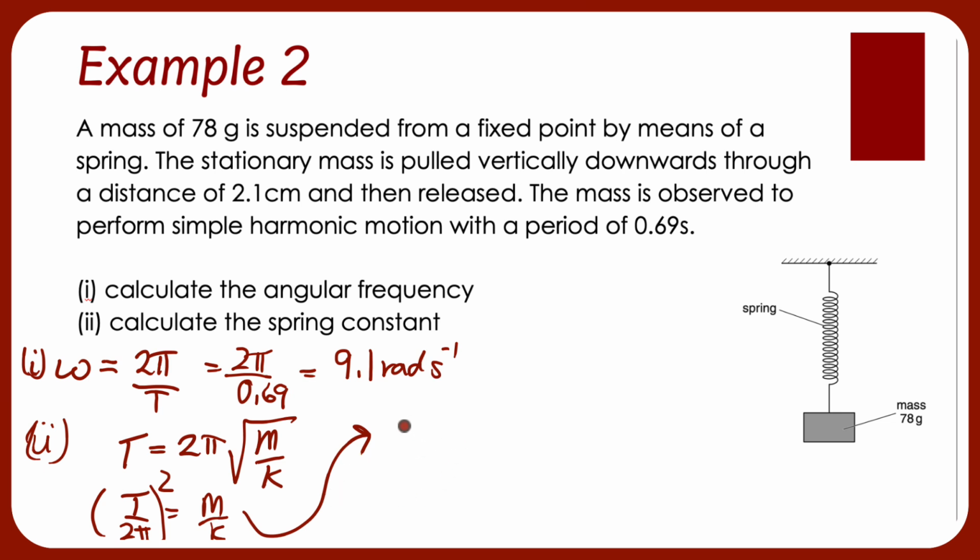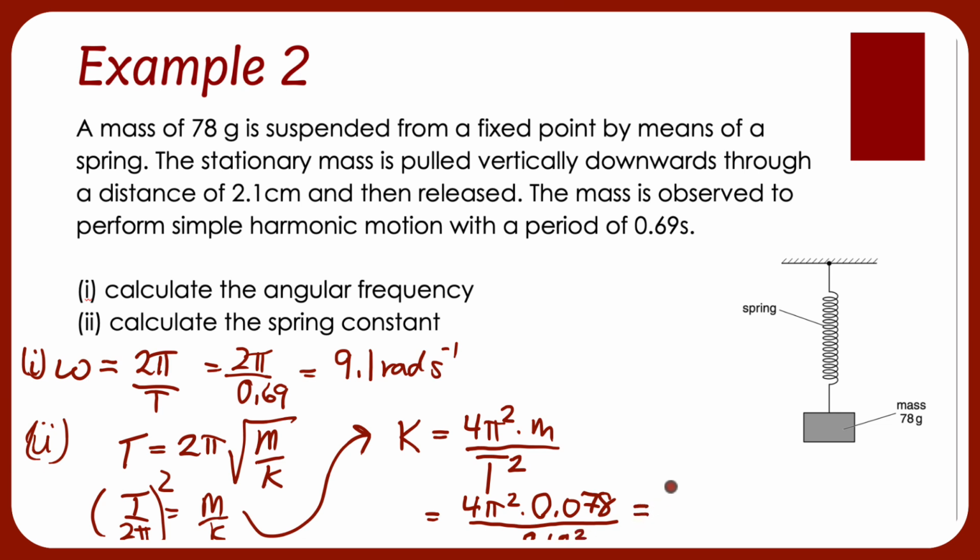Running out of some room here. Now I'm looking for k, so I'm going to cross multiply my pieces here. K is going to equal 2 pi squared, which will be 4 pi squared, times m over T squared. I'll put some numbers in. Notice I have to put this into kilograms because I want my units to have newtons in them, and hidden inside newtons are kilograms, meters, and seconds. And picking up my handy dandy calculator, I've got 6.5 newtons per meter.